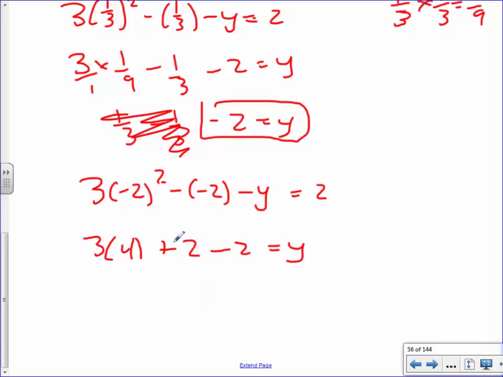2 minus 2, that's going to kind of cancel. Ta-da! y. I mean, that wasn't that difficult. Not that bad. Don't get me wrong, it could be horrible. Like, fractions are not fun, but I can't promise you fun.